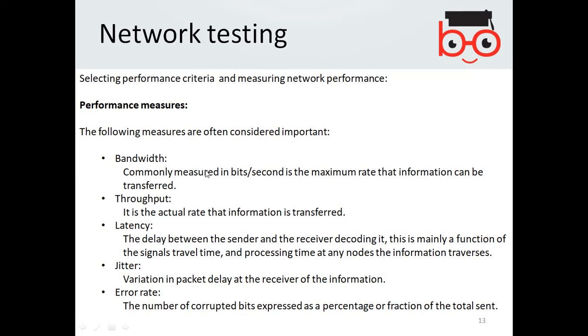And the throughput is the actual rate that the information is transferred. So bandwidth is how much information can be transferred, and throughput is the actual rate the information is transferred. The latency is another measure for the network performance. The latency is the delay between the sender and the receiver decoding it. This is mainly a function of the signal travel time and processing time at any nodes the information traverses.